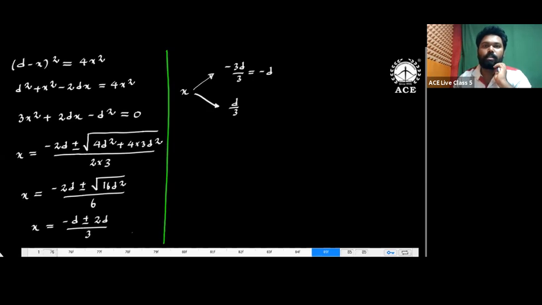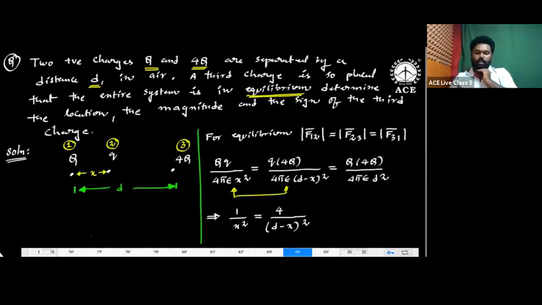Somewhere I have made a mistake. D by 3 from Q. Yes, it is d by 3. So what is the valid answer here? D by 3 is the valid one. So it must be d by 3 from the q charge.